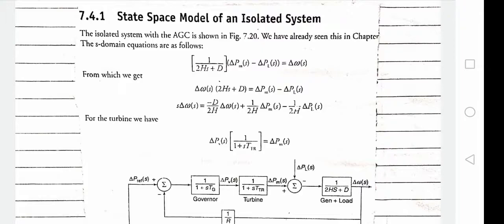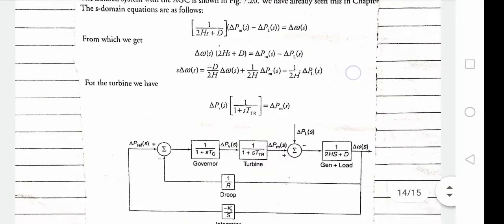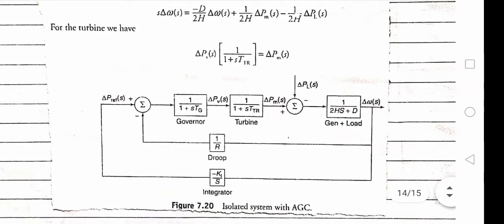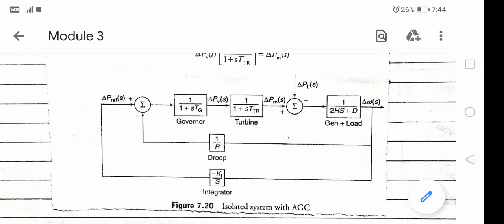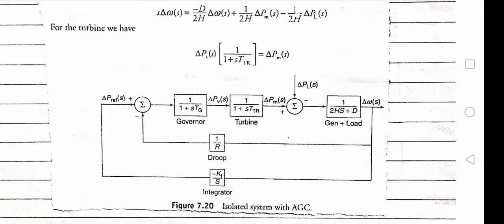Here in the state space model of an isolated system, you need to take the combination of the isolated system with AGC. So this will be your block diagram. First we are taking the equation for the governor, that is 1 divided by 1 plus S TG. Then whatever delta PV of S output you get will be fed to the turbine. So the turbine equation will be 1 divided by 1 plus S TTR.